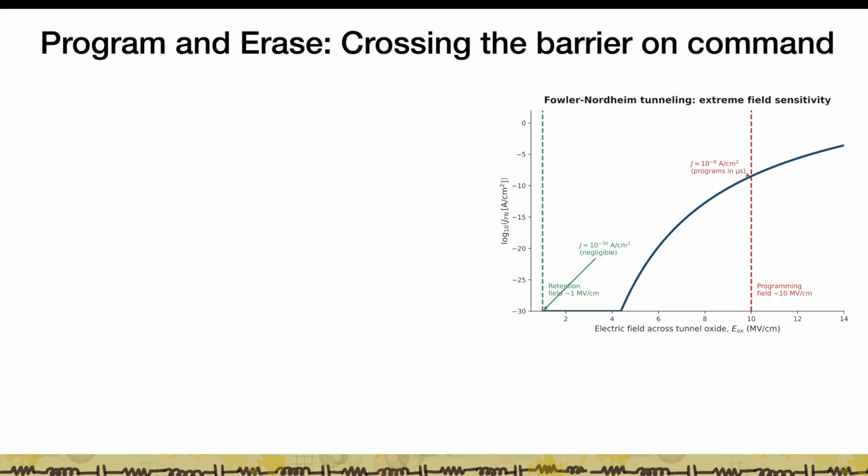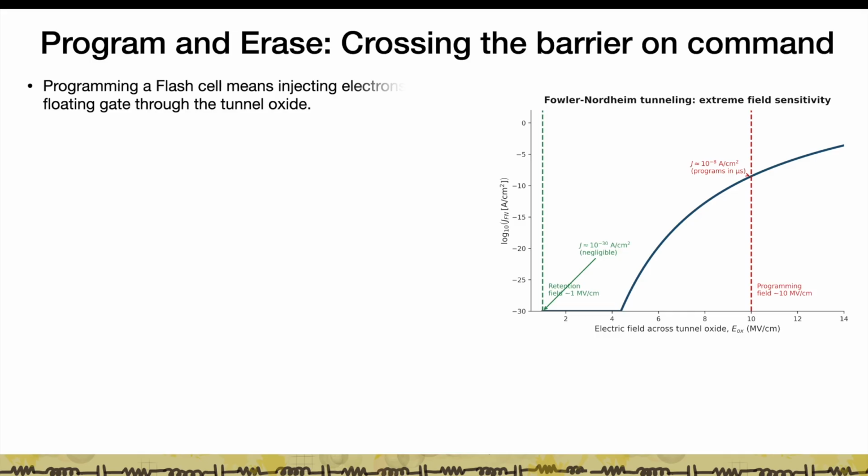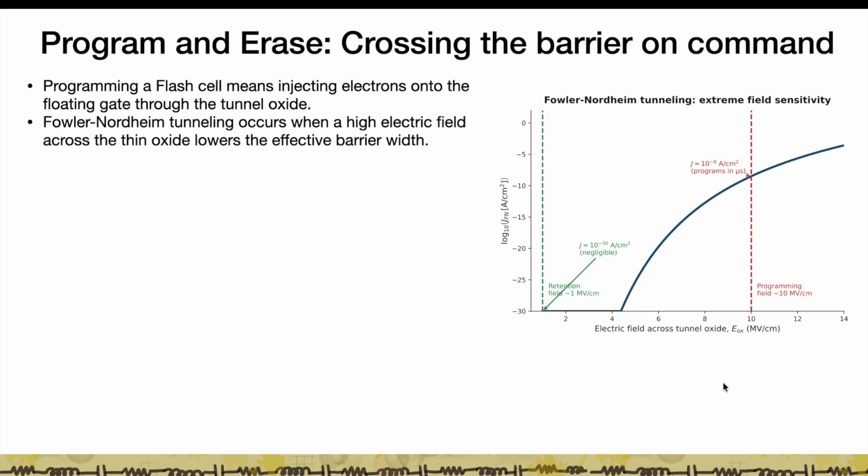Fowler-Nordheim tunneling, the quantum mechanical transmission of electrons through a thin dielectric barrier under high electric field, is the mechanism that makes flash memory programmable and erasable. The figure shows the Fowler-Nordheim tunneling current density as a function of electric field along the tunnel oxide. The vertical axis is logarithmic, covering about 30 orders of magnitude. The navy curve rises steeply with increasing field.